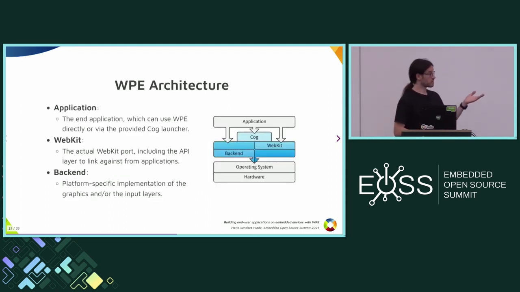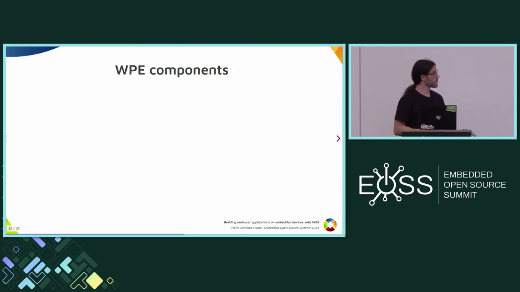So the architecture of WPE is basically what I showed before, just with a twist. You get the application, you get the WebKit port, but you also get these backends in the middle, which are the platform-specific implementation for how you want to use the output and the input layers. So with this, going through the components of WPE, there are three main components, four if you also consider the final step that you need.